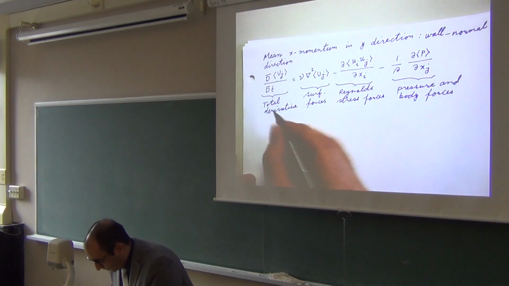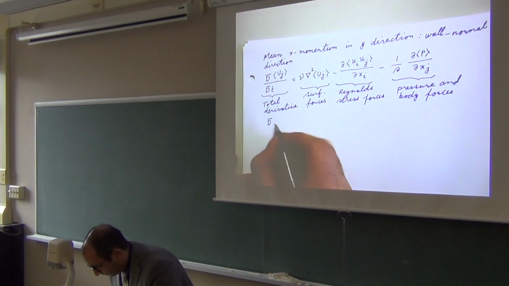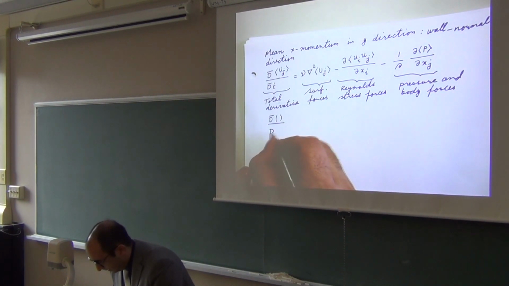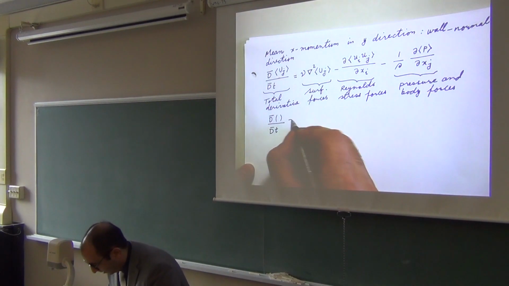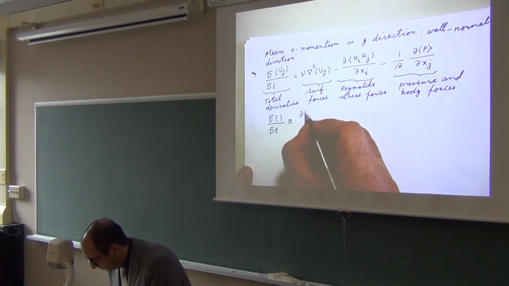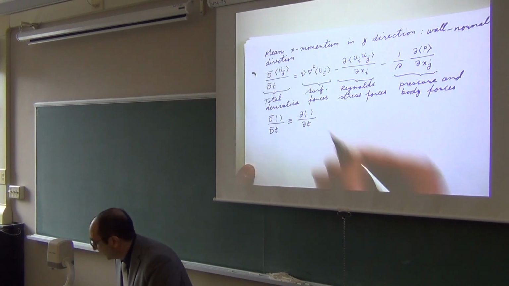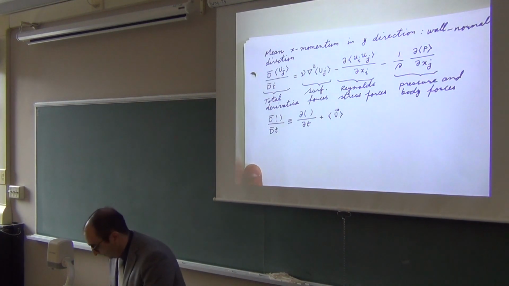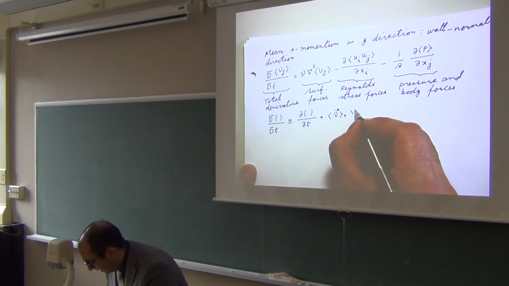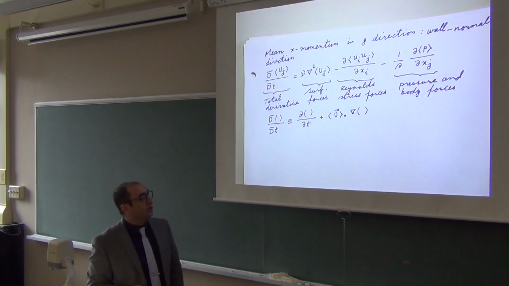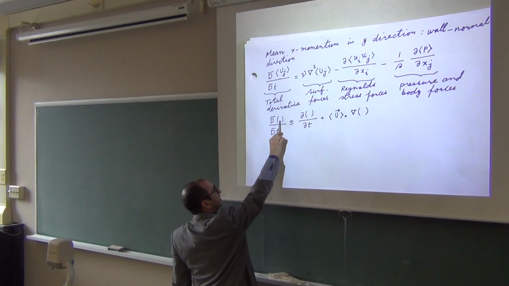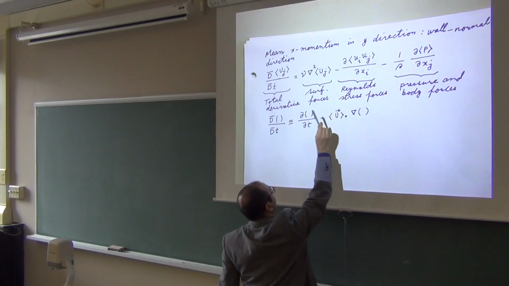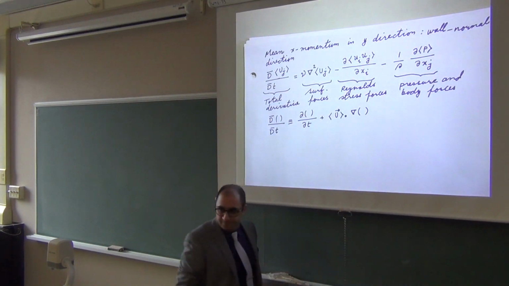Let me just remind you what the total derivative was. The total derivative of the mean quantity would be, by definition, the partial of whatever I'm interested in with respect to time plus the mean velocity vector dot product with gradient of whatever I'm interested in. I mean, I could put u component, v component, w component of momentum, right? I could put temperature here. I could put passive scalar here. Could be anything there.